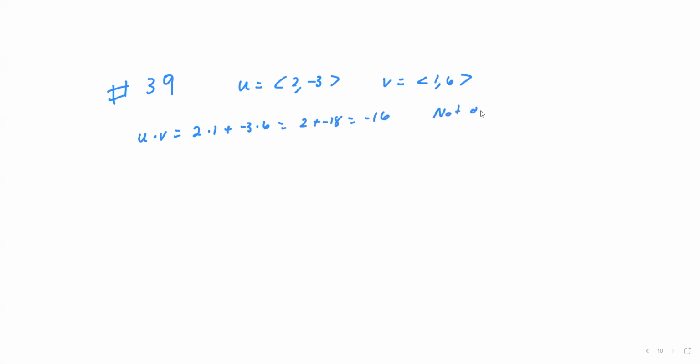Let's look at number 39. All right, so determine whether u and v are orthogonal, parallel, or neither. This is what I was talking about earlier. u is equal to 2, negative 3, and v is equal to 1, 6. Determine if it's orthogonal first. That's the easiest thing. So we'll do u dot v. So this will be just 2 times 1 plus negative 3 times 6. That gives me 2 plus negative 18, which is negative 16. Therefore, not orthogonal.